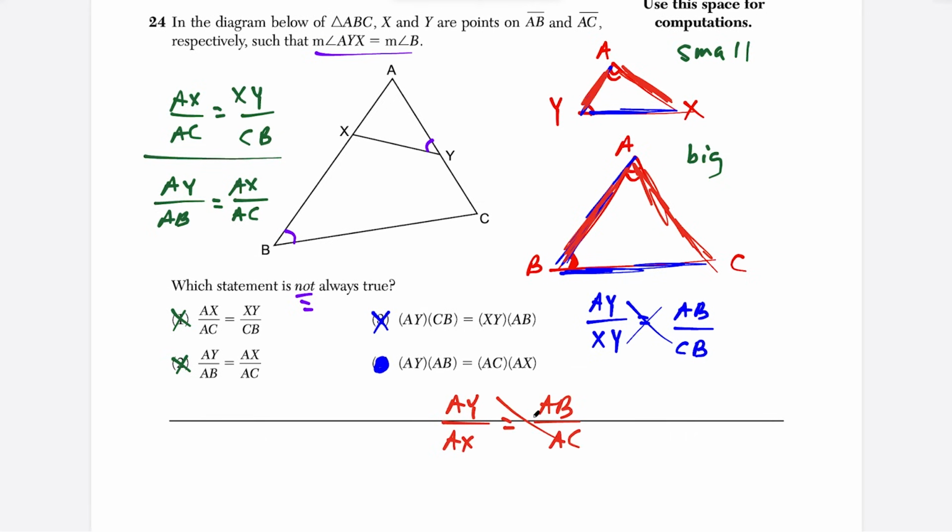And now if we cross multiply, look what happens here. We don't get AY times AB. We get AY times AC. And this answer choice right away, I can see now, is not always true, because for it to be true, we would have to get AY times AC is equal to, and then we'd have to get AX times AB. Okay, so if this were the answer choice here, then this would be always true, and this would not be the answer. But because they wrote it out of order, choice 4 is our answer choice.